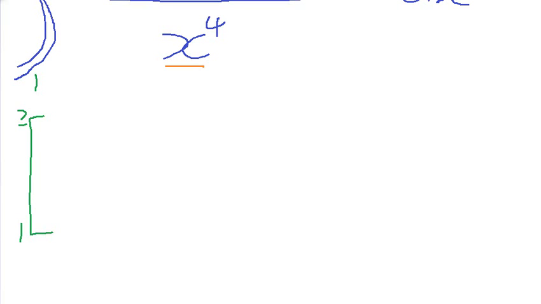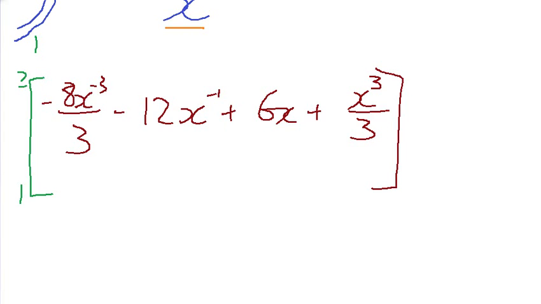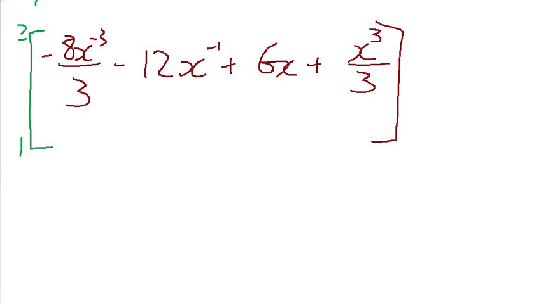So minus 8x to the minus 3 over 3, minus 12 to the minus 1 plus 6x, plus x cubed over 3. So between 2 and 1 we have to do that. The way that we do that is to plug the number 2 in, get a number, and then plug number 1 in and use the number 2 minus the number 1 to give us our area.